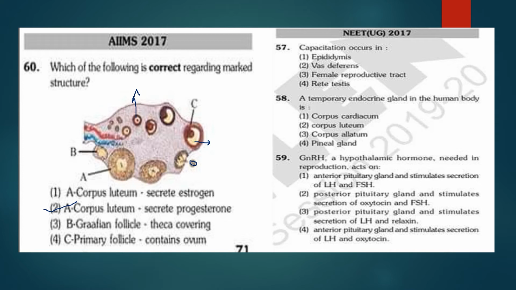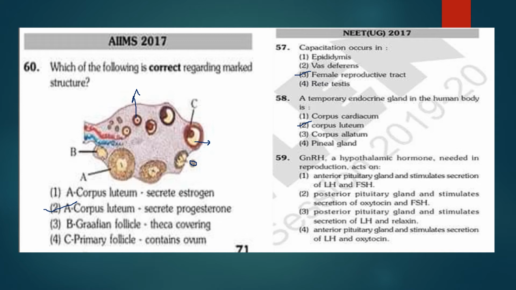Now coming to the next question, 57. Capacitation occurs in the female reproductive tract. Okay, in the epididymis, the maturation of the sperms occurs. The cyclic events which occur in the sperm head are called capacitation, and this happens in the female reproductive tract. A temporary endocrine gland in the human body is the corpus luteum, because it is producing the hormone progesterone.